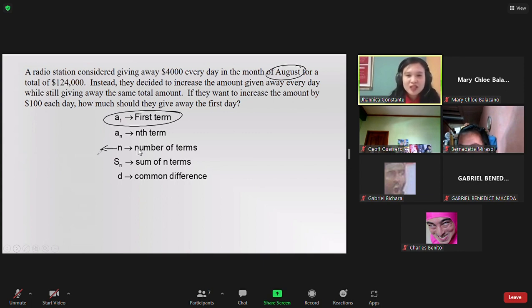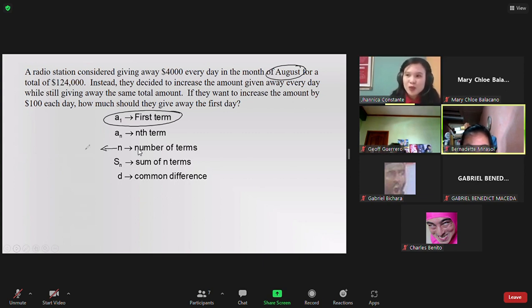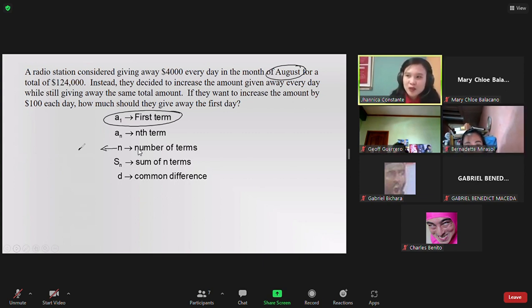How many days does August have? 28? 31. So that means our number of terms is 31 days, since that is for the month of August. And the sum of terms that we have here in the problem is 124,000. That's the total sum of our sequence.